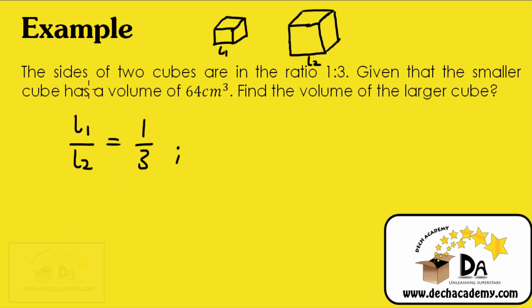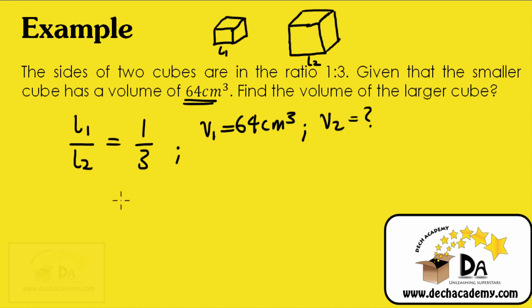Given that the smaller cube has a volume of 64 cm cubed, we're told that the smaller cube, which is cube 1, V1 is 64 cm cubed. We're required to find the volume of the larger cube, V2. How do I go about this?